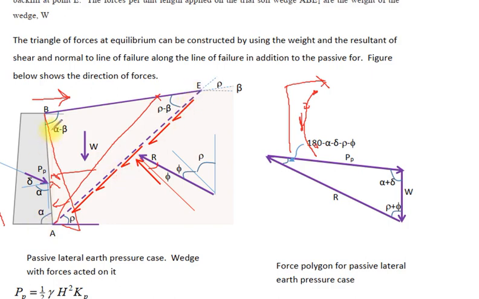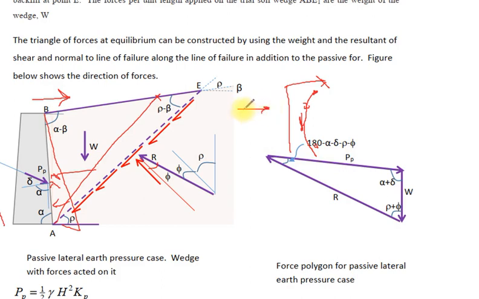as a trial wedge. Consider the wedge ABE and represent all the forces acting on this wedge by the following polygon. R is the resultant force, here is the weight of the wedge, and P passive, which is inclined by angle delta with the line perpendicular to the back face of the retaining wall. By using the sine rule, we can compute P passive.